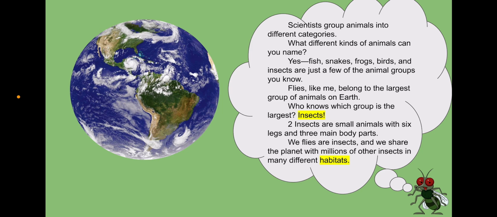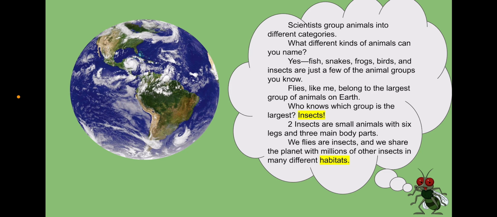Scientists group animals into different categories. What different kinds of animals can you name? Yes, fish, snakes, frogs, birds, and insects are just a few of the animal groups that you know. Flies like me belong to the largest group of animals on Earth. Who knows which group is the largest? Insects! Insects are small animals with 6 legs and 3 main body parts.